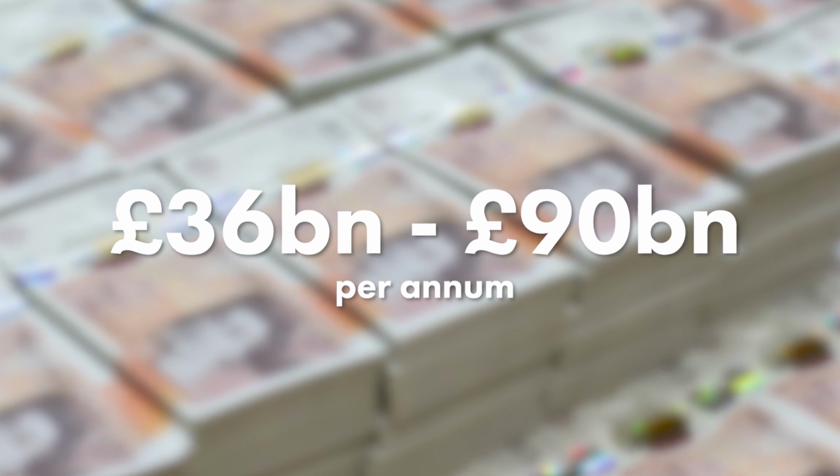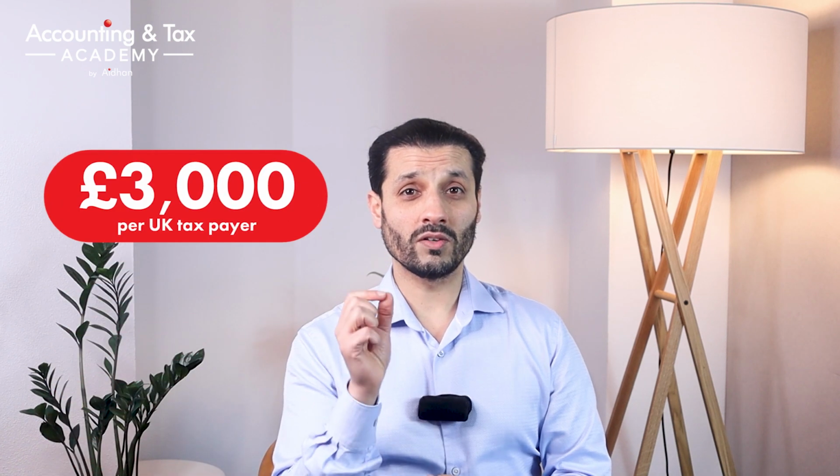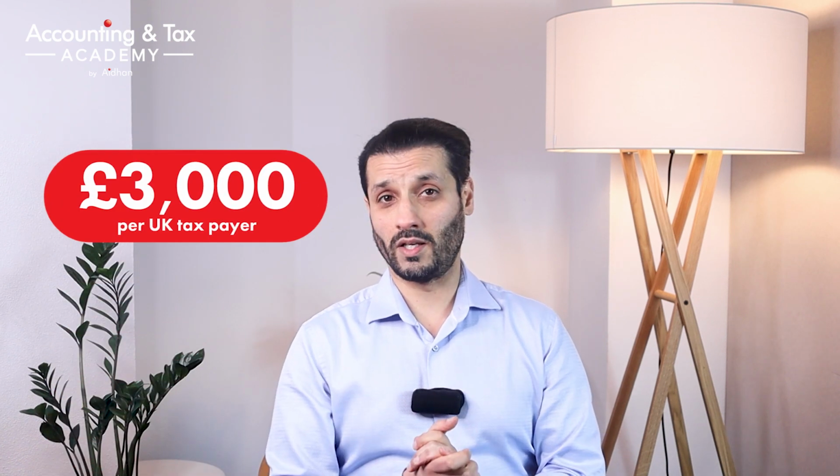Here's a lovely stat for you. According to the Home Office here in the UK, they estimate that the amount of money laundered in the UK or through the UK could be between 36 and 90 billion pounds a year. Now, just to put that into context, that's the equivalent of, at the high end, an estimated £3,000 per year per UK taxpayer. But what exactly is money laundering?